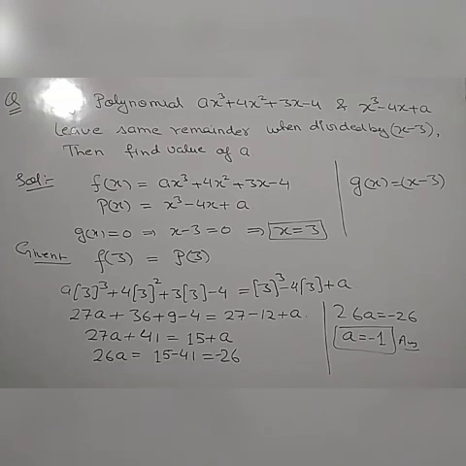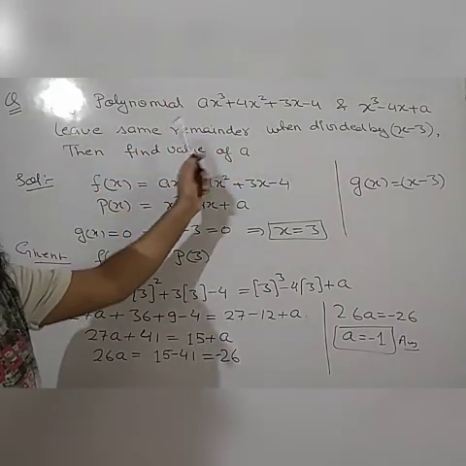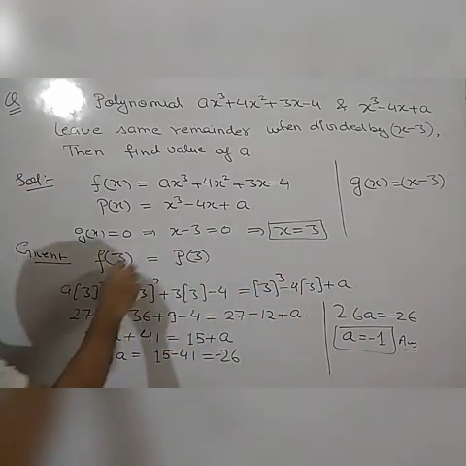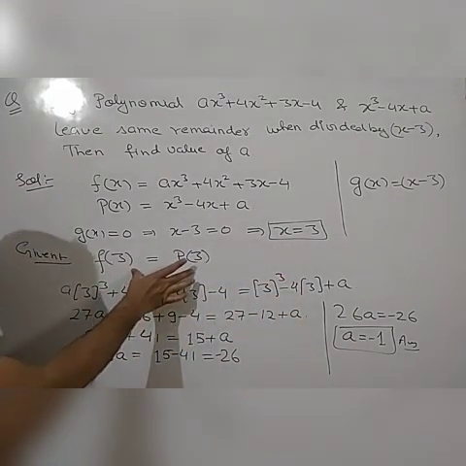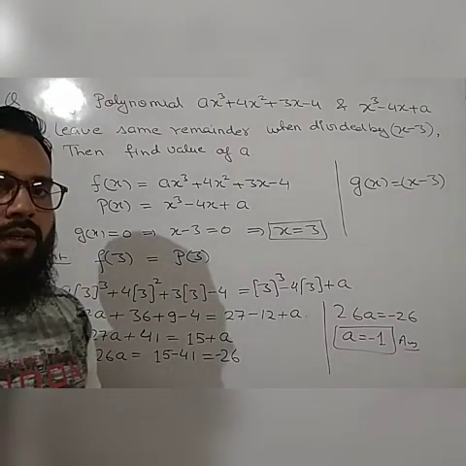Note it down. These types of questions are very important, where we are given conditions on the remainder, that both the polynomials leave the same remainder. So we first find the value of x, then find both the remainders and equate them. We get the value of a, which is equal to minus 1. Clear?